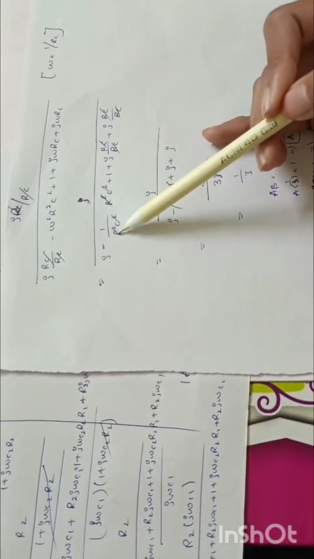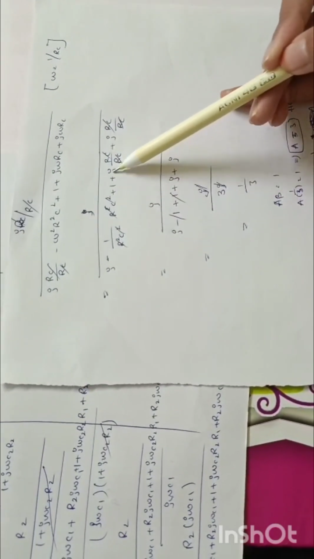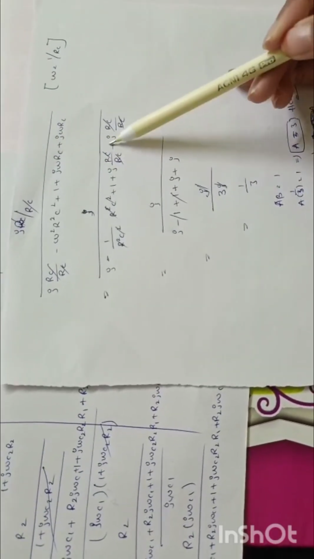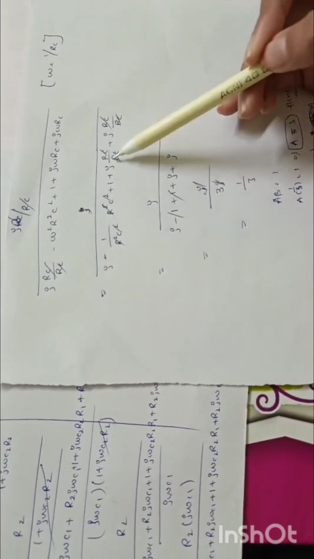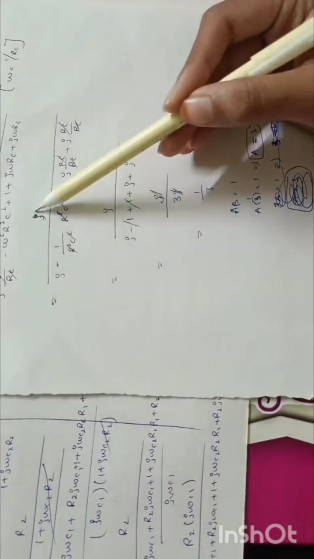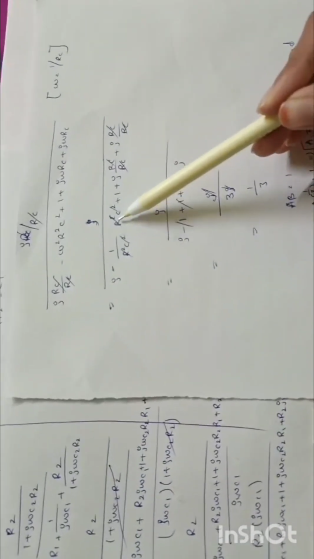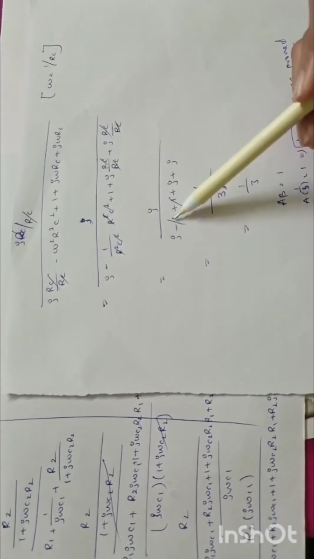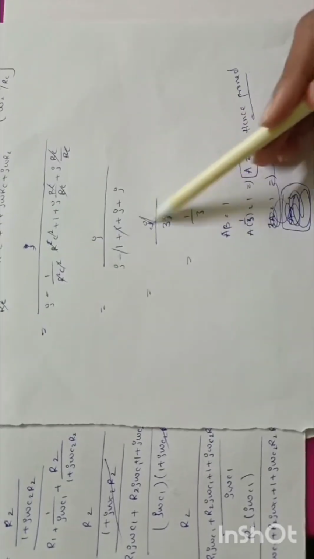So R square C square. Here R square C square as it is. Plus 1 plus j, in the place of omega 1 by RC, RC divided by RC plus j into RC. Here they both get cancelled, and here and here. The remaining term is j, and the denominator term is j minus, here 1 plus j and plus j. Here plus 1 minus 1 get cancelled, j by 3j. j gets cancelled and the remaining is 1 by 3.